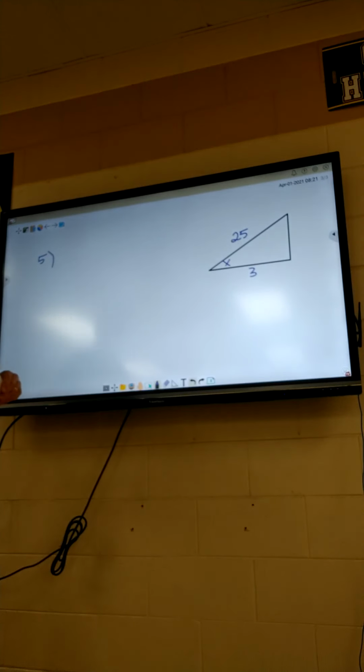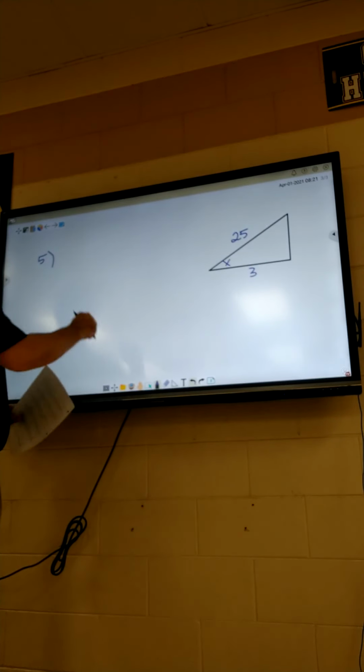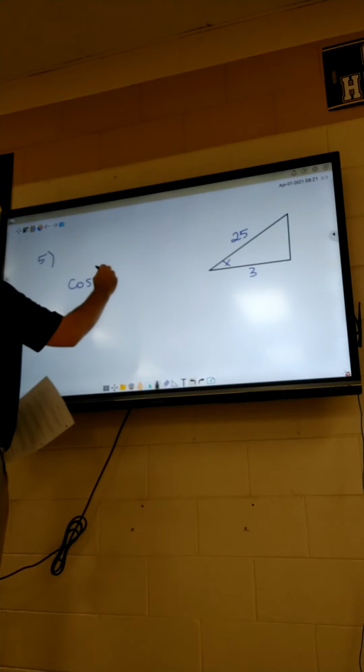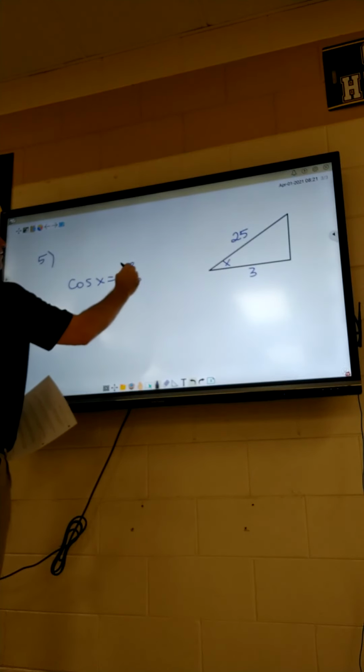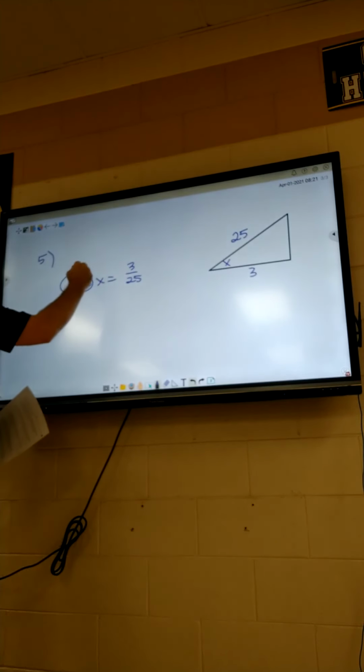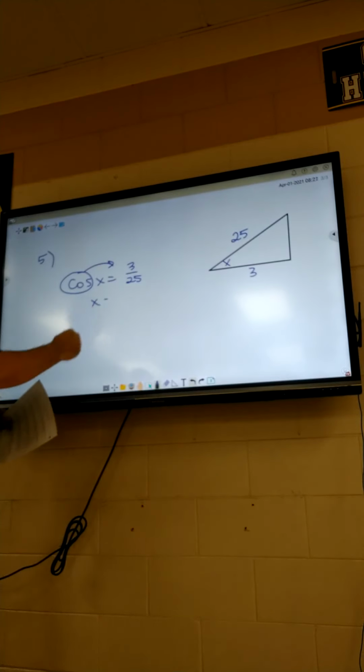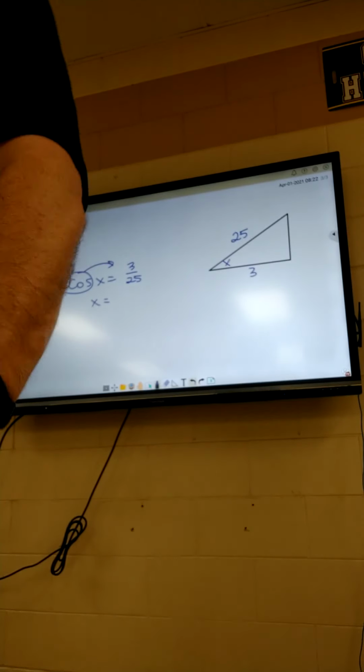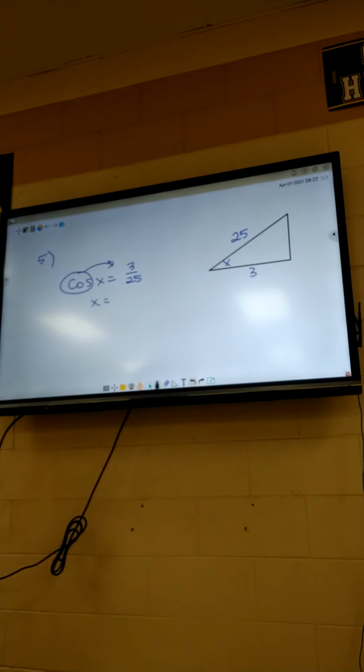We got a different formula this time. We don't have opposite, we've got adjacent and hypotenuse. So for adjacent and hypotenuse, we'll use cosine of x equals 3 over 25. Tyler, what's going to happen with cosine when I have to move it over? It becomes cosine negative 1. Yes, sir. So cosine negative 1 of 3 over 25. We are finding an angle this time, so I have to make it degrees and minutes.